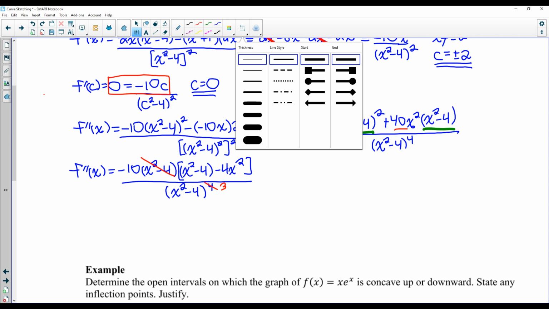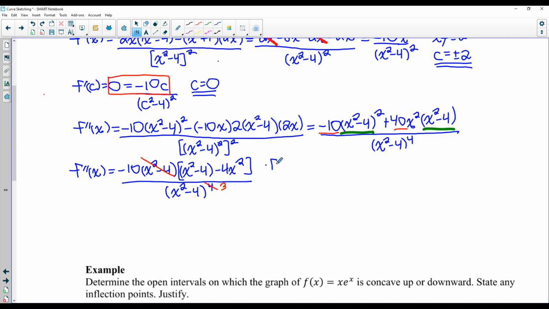And then I can write down my second derivative as being f double prime of x would be equal to, we would have negative 10. And then this will be x squared minus 4x squared, which is negative 3x squared minus 4, divided by x squared minus 4 all to the power of 3. Let's pull a negative out of this factor here.